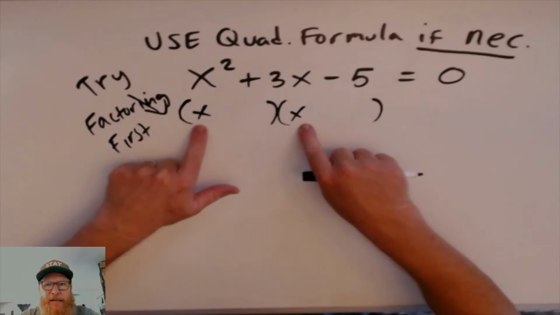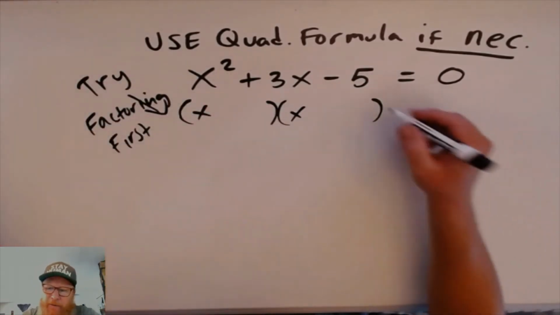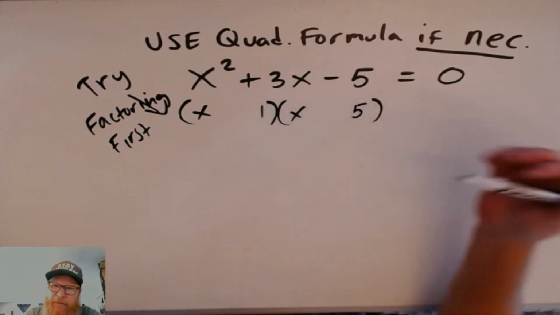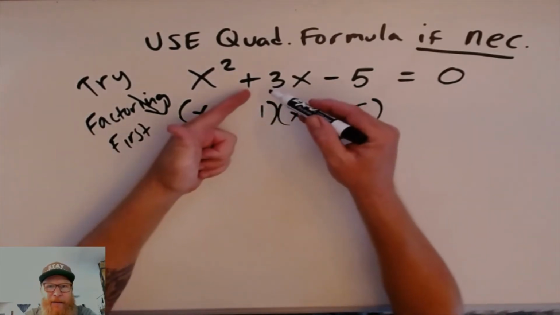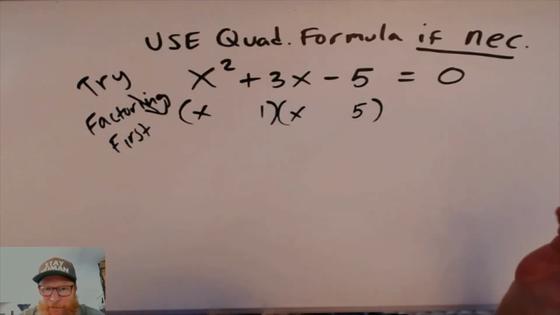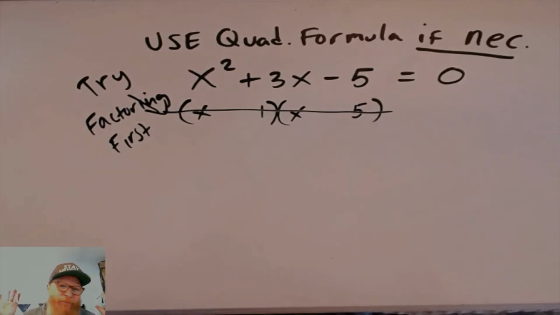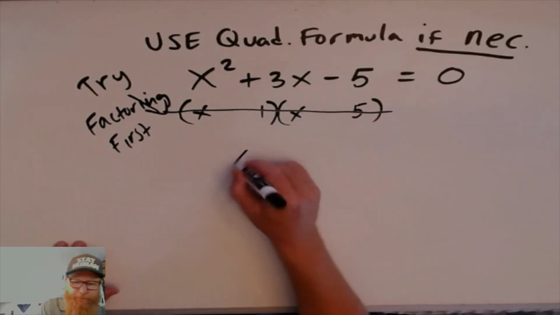So obviously, x times x is x squared. Try and find two numbers that multiply to be 5. All right, 5 times 1. And then multiply to be 5 or negative 5, and then add to be positive 3. It's impossible. So again, if it's not factorable, don't sit there and drive yourself nuts over it. Just move on and use the quadratic formula.